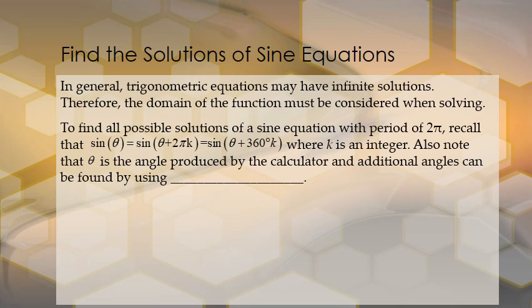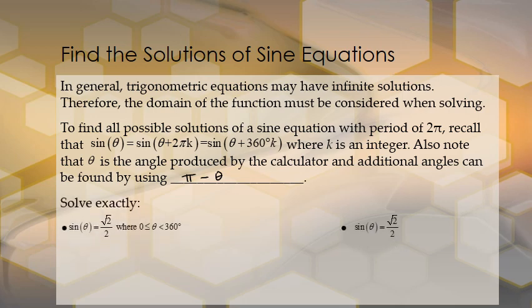So in general, trigonometric equations may have infinite solutions. Therefore, the domain of the function must be considered when you are solving. To find all possible solutions of a sine equation with a period of 2 pi, recall that the sine of theta is equal to the sine of theta plus multiples of 2 pi or multiples of 360 degrees, where k is an integer. Also note that theta is the angle produced by the calculator and that additional angles can be found by using pi minus whatever the calculator gives you. Of course, the only time that we really need to think about that is for angles that we don't have memorized.